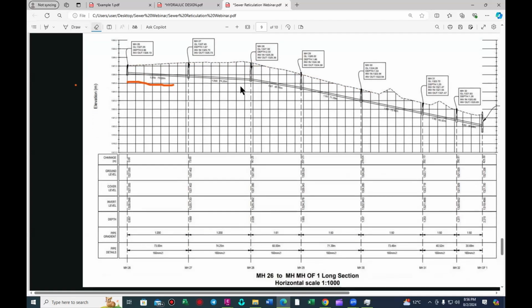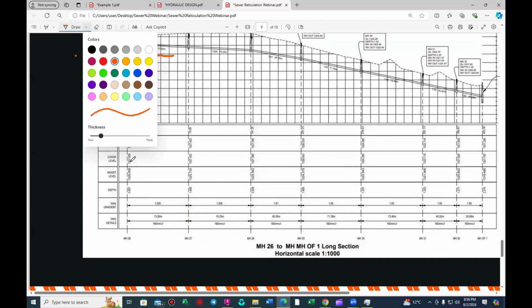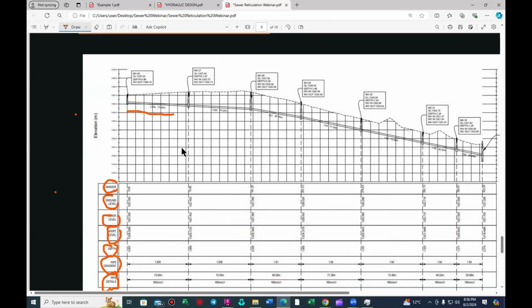I also showed you how you produce this in your Civil 3D. So this is what you call your data band set, where we have our chainage, our ground level, our cover level, our invert level, and our depth. We've got the pipe gradient and the pipe details. All this information is needed by the constructor during the construction phase. And your elevation is in meters there.